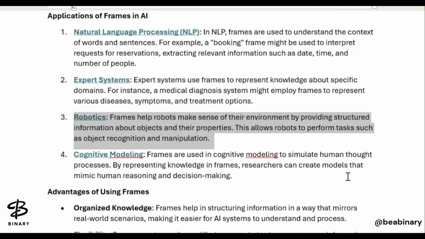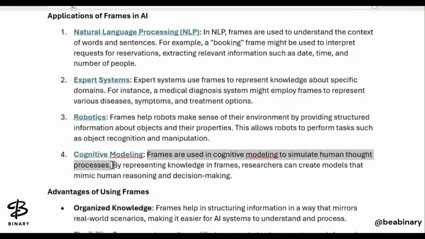So in cognitive modeling, basically we are talking about brains being used to simulate human thought and process. Because in cognitive modeling, the focus is on human cognition, right? And where we are using this, it's a combination of the above two applications that we have talked about right now, NLP, expert systems, and robotics.